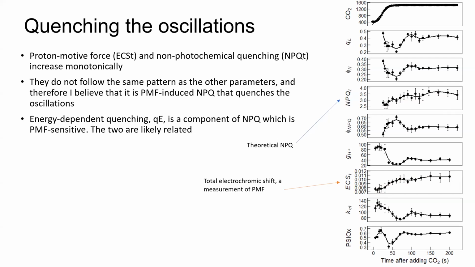responses. The other component here is photoprotection from cytochrome b6f, which here is KET. KET is the rate of electron flow from b6f onto PS1, and it slows down at higher PMF. So these two PMF-dependent forces slow down photosynthesis and quench these oscillations over time.